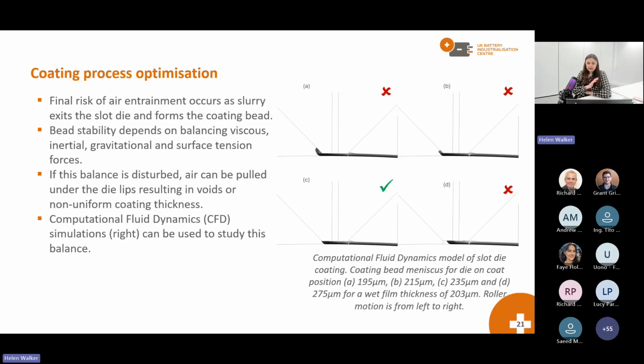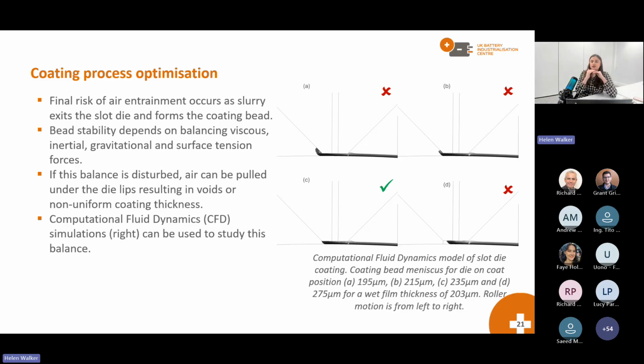Now, if you've successfully managed to transport your slurry to the coating head, there's one final area where you can risk air entrainment, and this is right under your coating head. So I mentioned earlier at UKBIC, we primarily do slot die coating. Slot die coating is a pre-metered process. So you're feeding slurry into your slot die. The roller, or the substrate, is moving underneath that slot die and translating that slurry away.